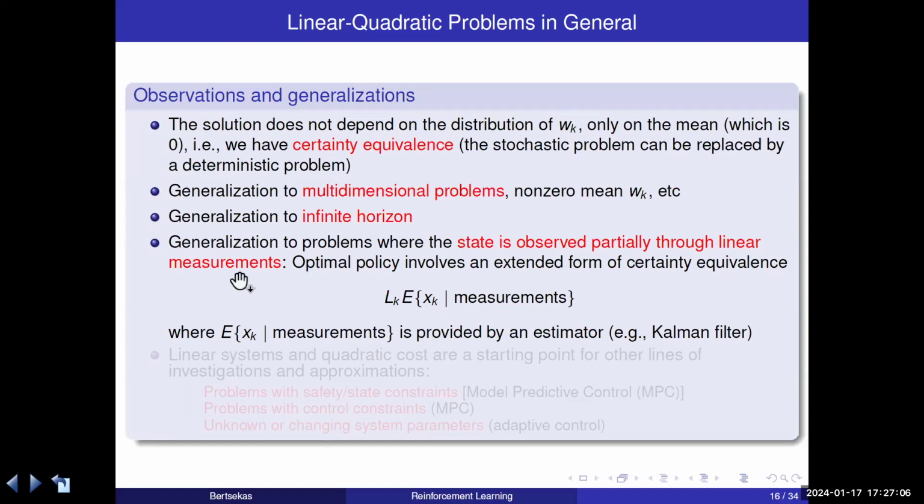Now, problems with partial observations of the state are called POMDP in reinforcement learning and dynamic programming, partial observation Markovian decision problems. They're the most difficult problems that you can find in this entire field, and we're going to mention them in the next lecture and also in subsequent lectures and see how we can deal with them. They're the most computationally difficult problems that you can find. But in the case of a linear quadratic problem, they're not so difficult. The optimal policy is given by a form of certainty equivalence.